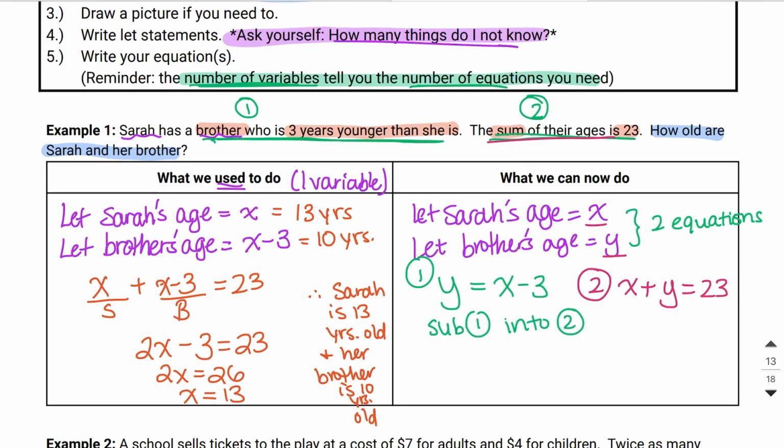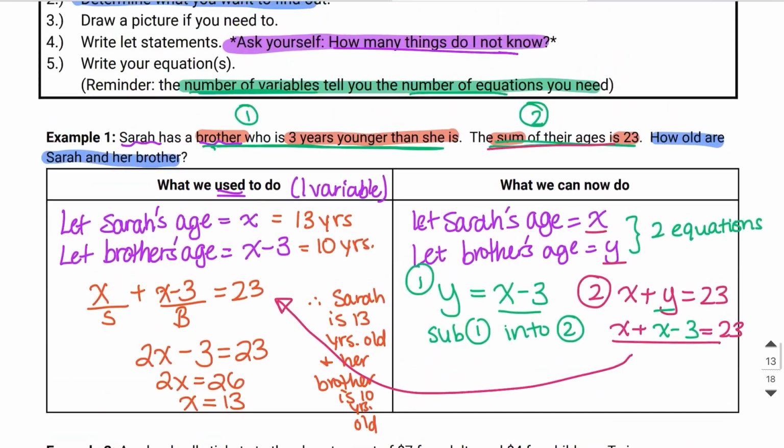So here I would write down X plus, instead of Y right here, I can replace it with X minus 3 because that is what Y is. And then I get equals 23. And now this looks exactly like what we did right here, and then the solution is going to be exactly the same.